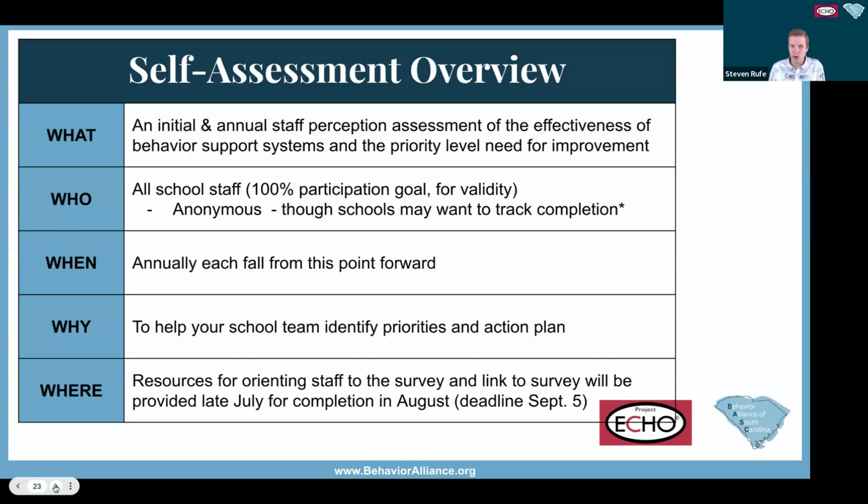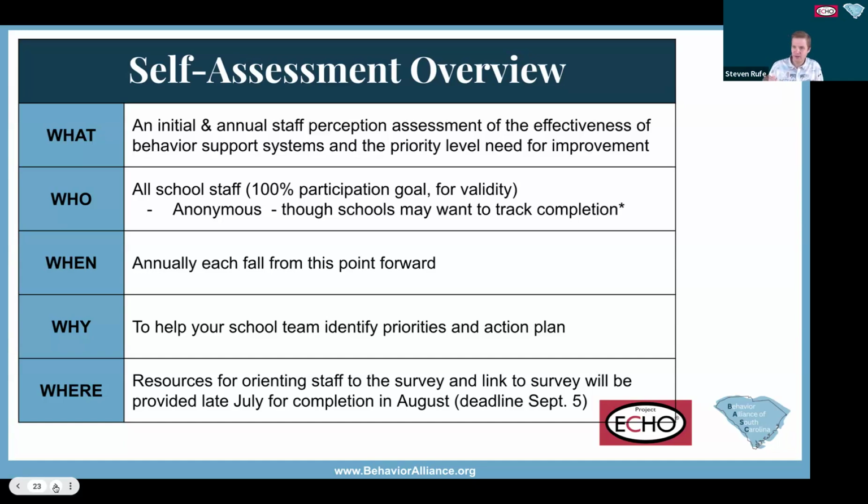The idea is that all staff have the ability to give feedback on tier one. Tier one literally means all, it means universal. So we want to make sure that all staff have an opportunity to give their feedback. In our model, we try to set the goal for 100% participation in that survey for validity. If we're going to use that data to make decisions, we want to make sure it's reflective of the perspectives of all staff.